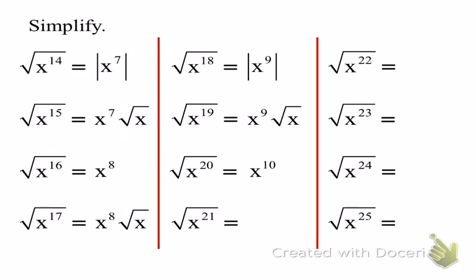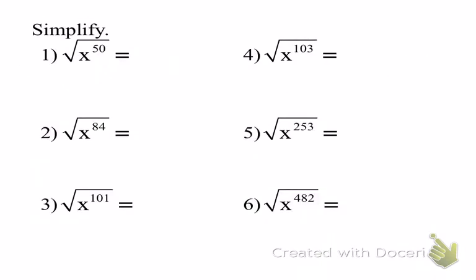Next one, go, who is it? Sean. X to the 10th rad x. Good. Next one, go, Sophia. Absolute value of x to the 9th. Good. Next one, go McKenna. X to the 11th times rad x. Good. Next one, go Daniel. X to the 12th. Good. Next one, go Hike. X to the 12th times rad x. Good.